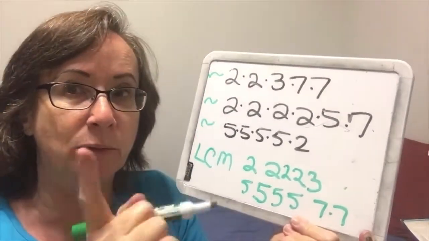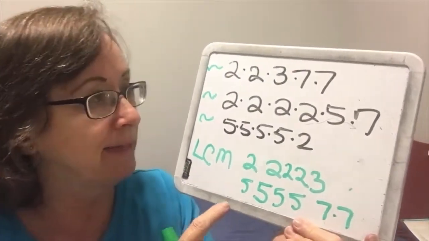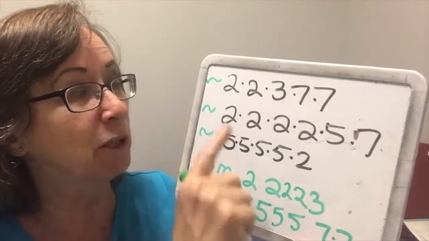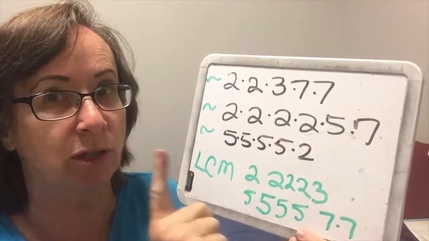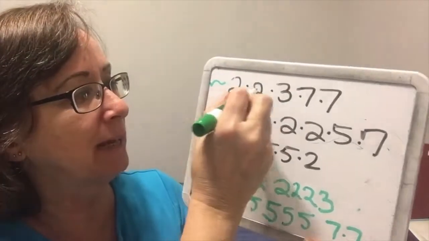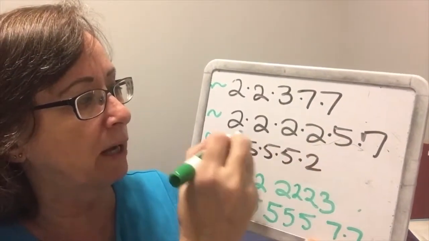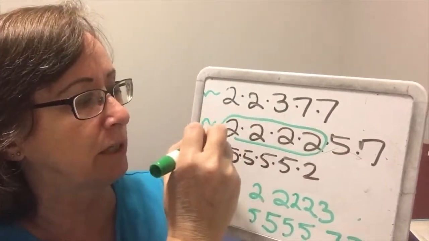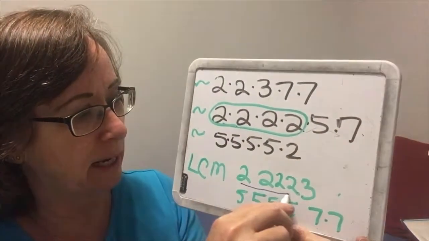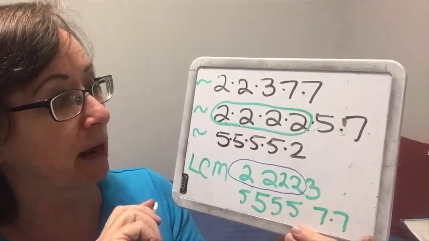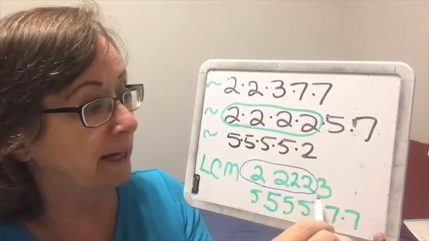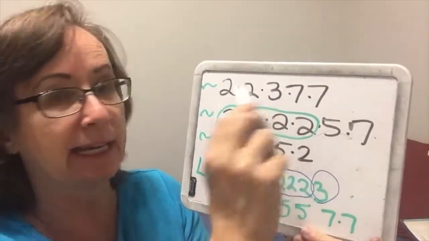So basically the rule is that I will look for the one number that has the most 2s, and then my least common multiple must have that many. Okay, so that one has 2, that one has 4, that one has 1, so I had better have 4 2s in my LCM, and I have 4 2s in my LCM. So now we're going to look at 3s. That has no 3s. No 3s, 1 3. So my LCM must have the 1 3 to take care of that one.